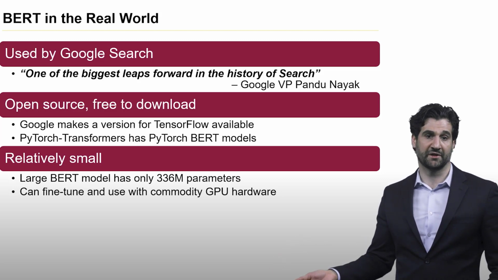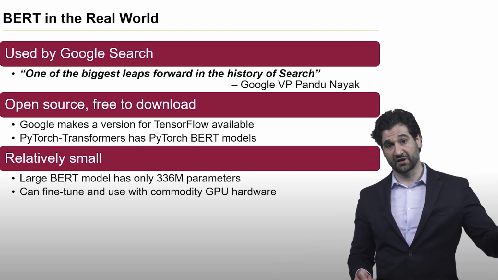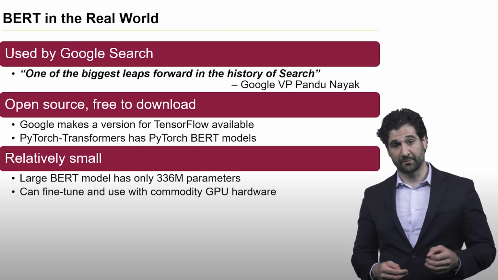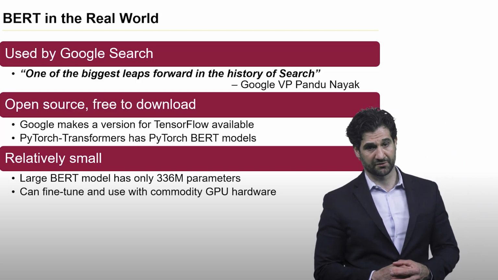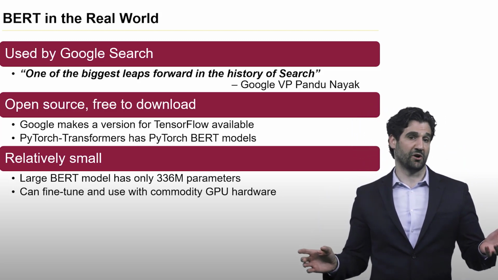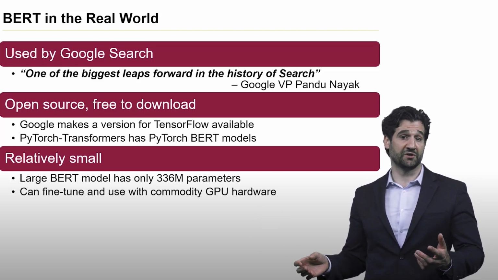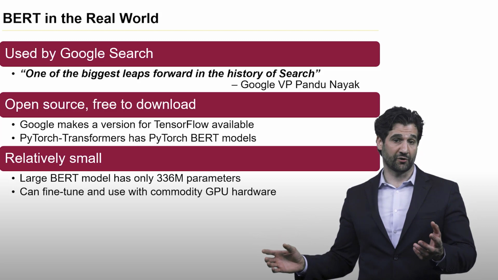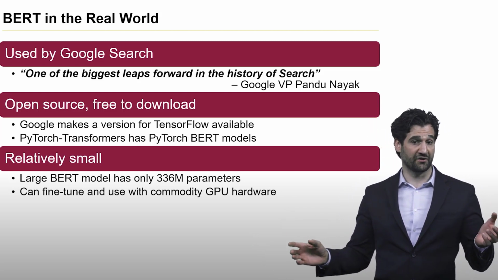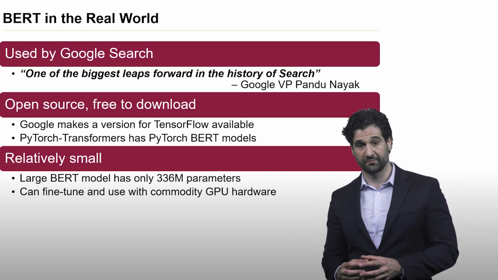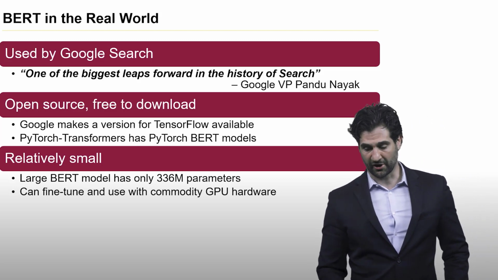Google is also the company that makes TensorFlow. However, there are PyTorch variants, and Meta is the company that makes PyTorch. You can get the PyTorch version also for free in a package called PyTorch Transformer. It's a relatively small model compared to some of the more recent large models we've seen, like the GPT series, things that have billions of parameters. Here we're dealing with 336 million parameters for what's called the large BERT model at the time of this recording. And so as a result, you can fine-tune on commodity GPU hardware.